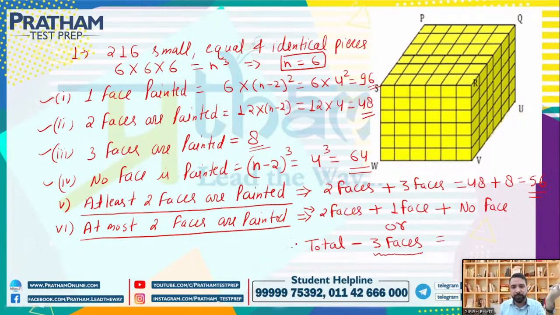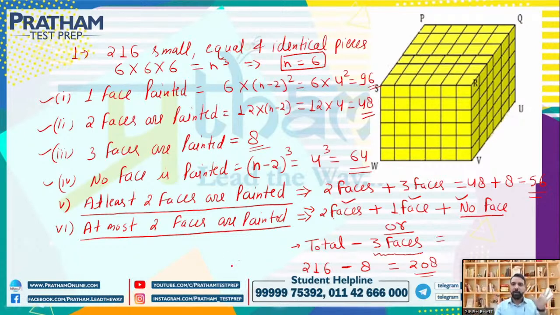We have 2 ways for this particular question, right? Either 2 faces plus 1 face plus no face, or total minus 3 faces. Total are 216. 3 faces painted are 8. So 216 minus 8, you'll get 208. Or you can add all 3, you'll get the same answer, 208. Got it? Why 208? Why not 144? Because 2 face, 1 face, and 0 face, that is no face is painted.